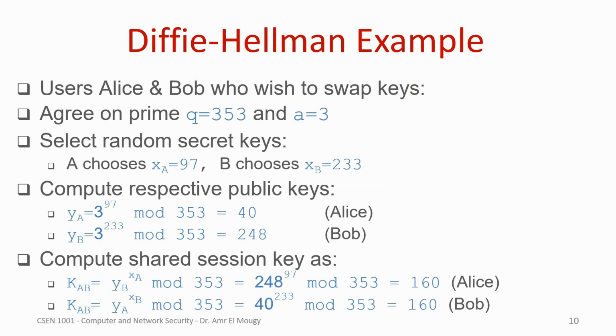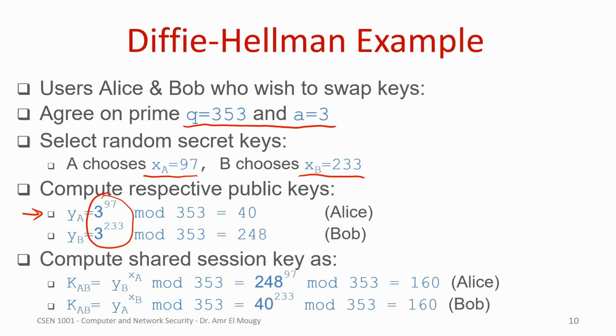Now, this is a numerical example. Assume that Alice and Bob wish to swap keys. They agree on the prime number 353 and the generator A equal to 3. Now they select two random secret keys. A chooses the private key 97, which is less than Q, obviously. B chooses the private key 233, which is also less than Q. Now they both calculate their public keys. A calculates its public key by raising the generator 3 to the exponent of 97 mod Q, which is 353. The result is 40. Y_B is equal to 3 to the power of 233 mod 353. The result is 248.